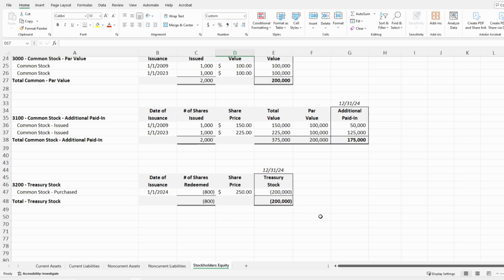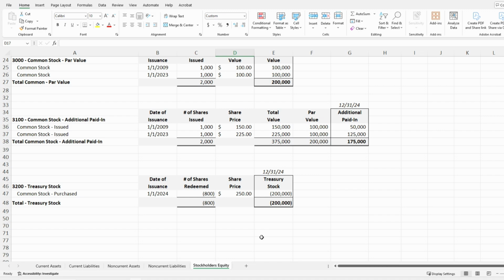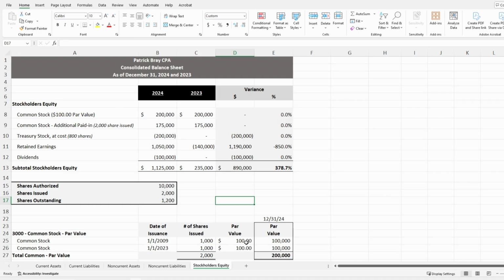So going back to treasury stock, as I said before, John McClain, we've taken 800 shares out of circulation. We only have 1,200 shares outstanding. We are going to debit treasury stock, 3,200, on our balance sheet here, 3,200.